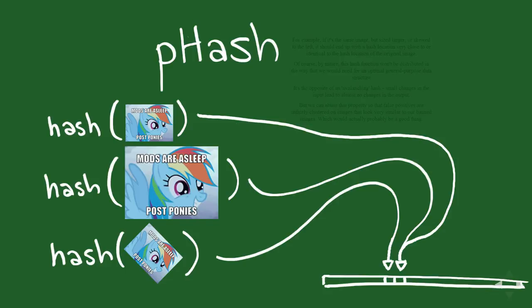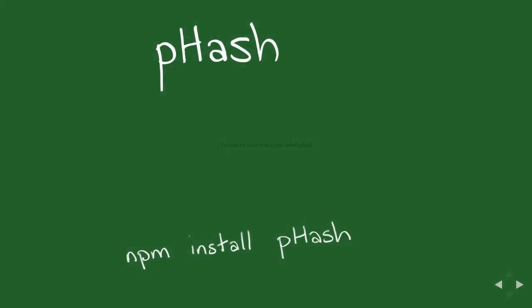Small changes in the input lead to almost no changes in the output. But we can abuse that property so that false positives are unfairly clustered on images that look very similar to our banned images, which would actually probably be a good thing. You can try it out with an npm install phash, if you'd like.